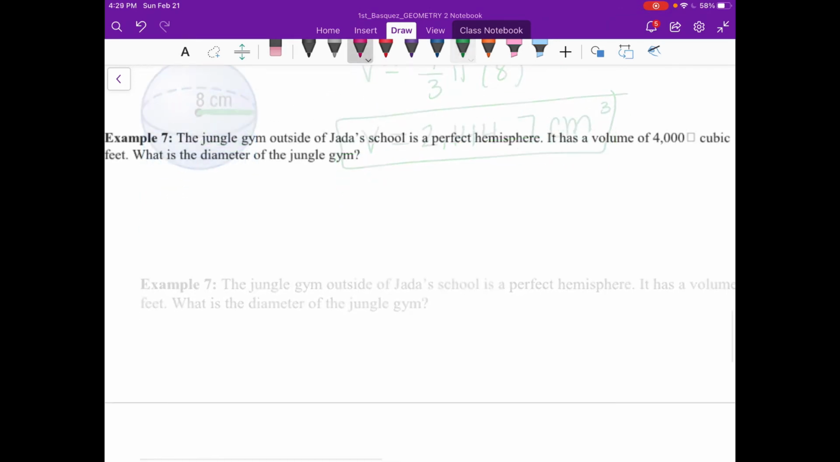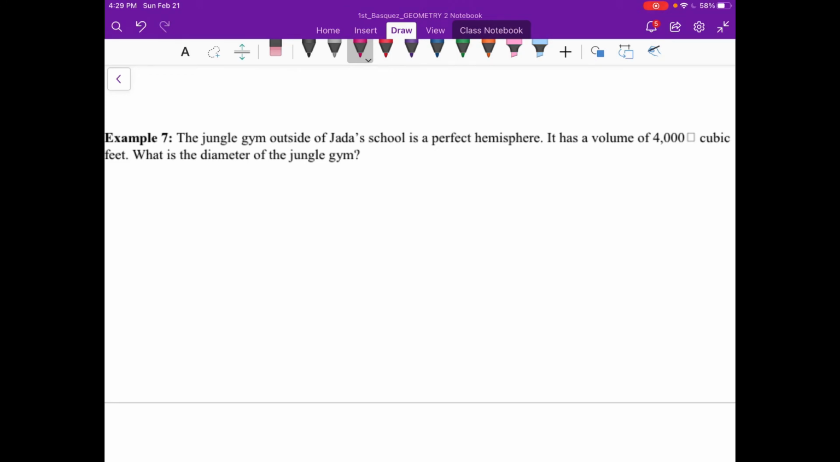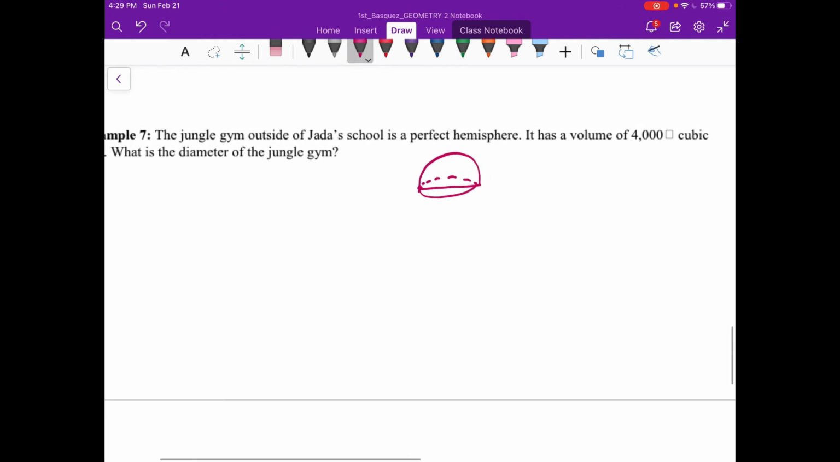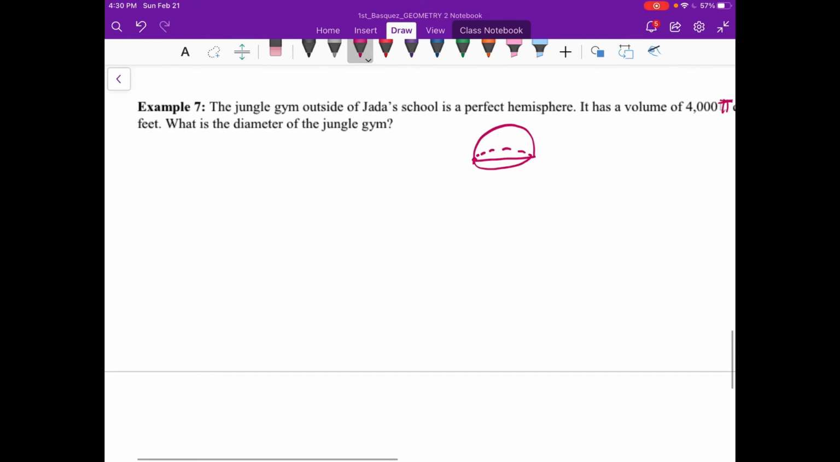All right. The last problem we have is a word problem. So we have the jungle gym outside of Jada's school is a perfect hemisphere. So remember that's half a sphere. Okay, there we go. It has a volume of 4,000 pi cubic feet. That's supposed to be a pi there; it looks funky on your notes. What is the diameter of the jungle gym? So I know that my volume is 4/3 pi r cubed. Now, this is a hemisphere, so I have to take that and then divide it by 2 so that I make sure I'm only counting half of the volume.